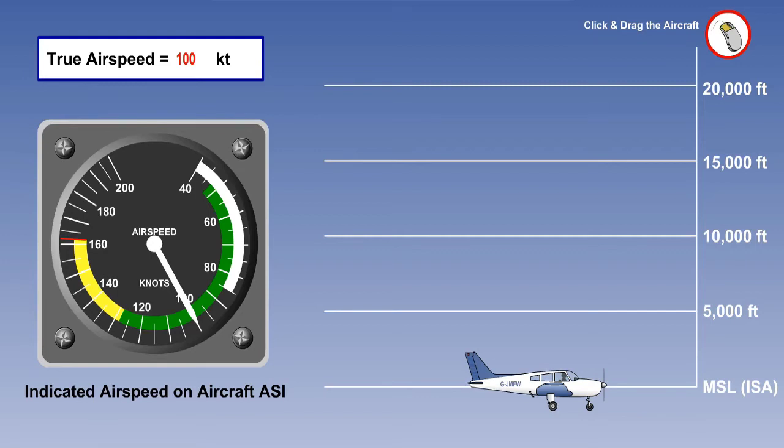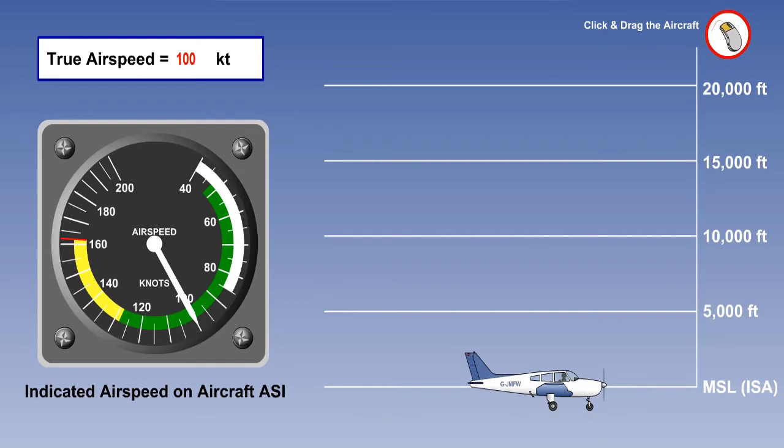In practice, the ASI is calibrated to read the true airspeed only for the air density of 1,225 grams per cubic meter. This is the air density on which the International Standard Atmosphere, or ISA, is based. ISA also assumes a mean sea level air pressure of 1013.25 millibars or hectopascals and a temperature of plus 15 degrees Celsius.